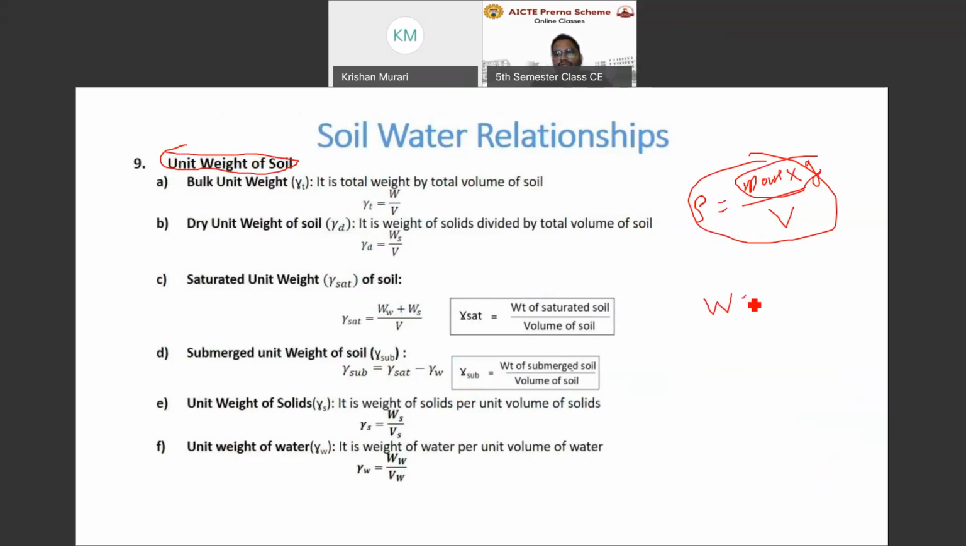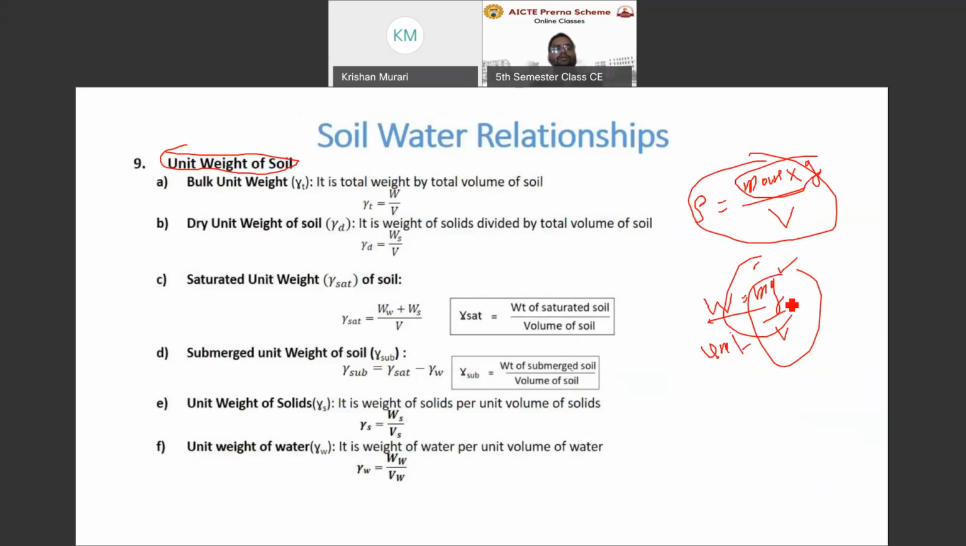because W equals mg. You know that here m is the mass and g is the gravitational acceleration. If we consider the weight upon volume, that is called unit weight. In a particular volume, whatever weight is present there, that is called unit weight.